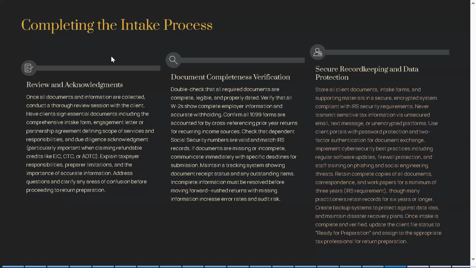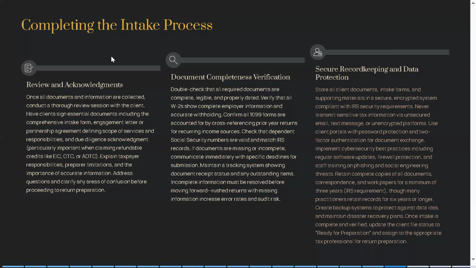Secure record keeping and data protection. Store all client documents, intake forms, and supporting material in a secure encrypted system, complying with IRS security requirements. Never transmit sensitive tax information via unsecured email, text message, or unencrypted platforms. So again, guys, you need to start thinking about what systems you will use to maintain or obtain your client's data.